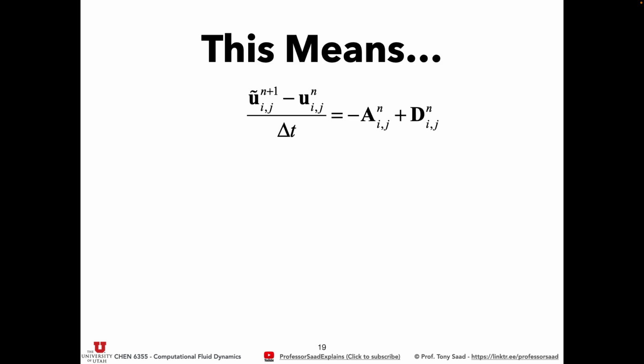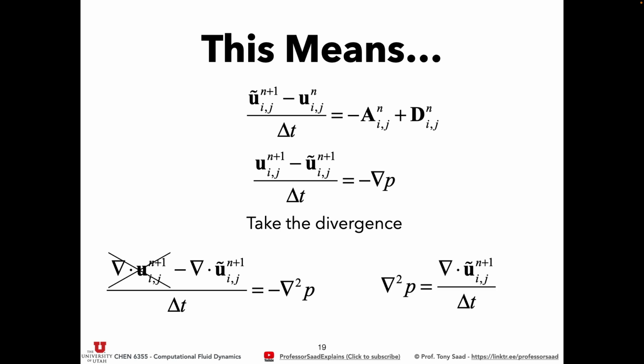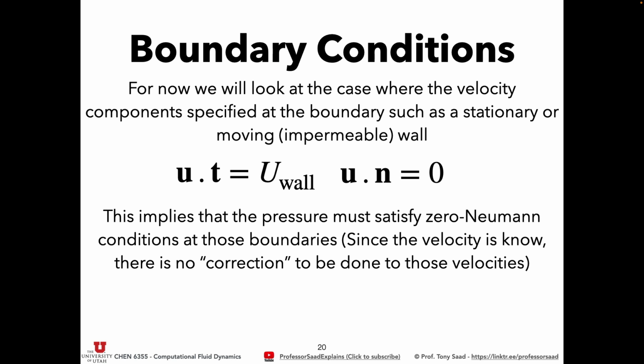Or in other words, if we go back to these equations here, if you take the divergence of u n plus 1 and set it equal to 0, then you get the relation between del squared P and this provisional velocity field, this intermediate velocity field. This intermediate velocity field contains only the advection and diffusion parts of the Navier-Stokes. Okay? We're almost there. For now, we will look at simple boundary conditions.